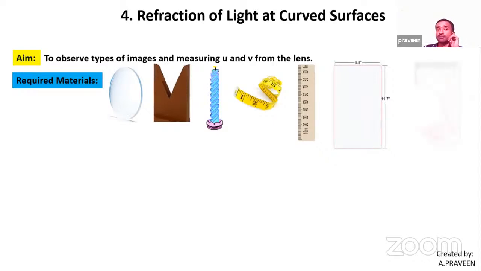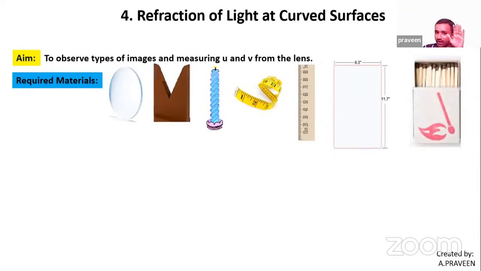Then simply we'll go for lighting the candle and placing the object from the lens at various positions, then measuring the object distance and image distance, and writing the characteristics by observing the image. Right? So simply we'll go for precautions. What are the precautions here?